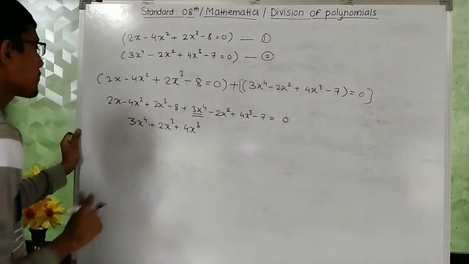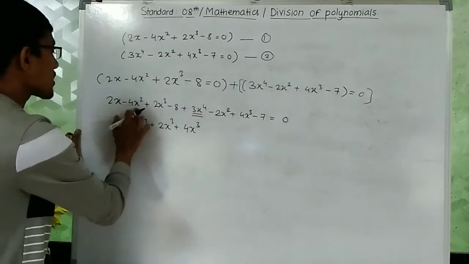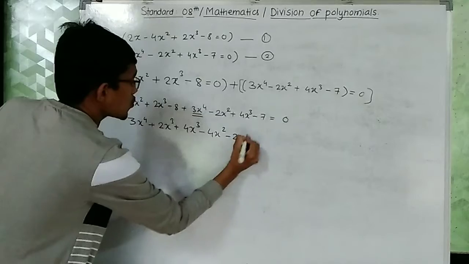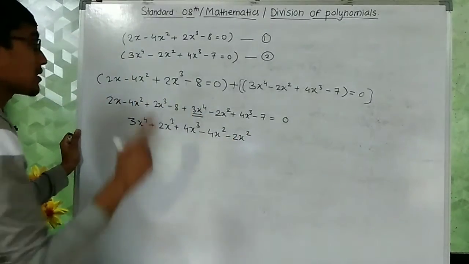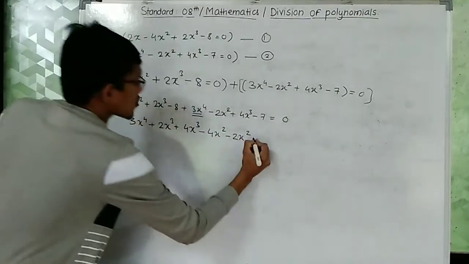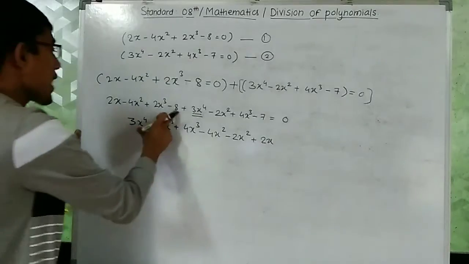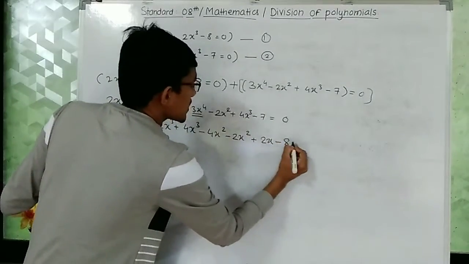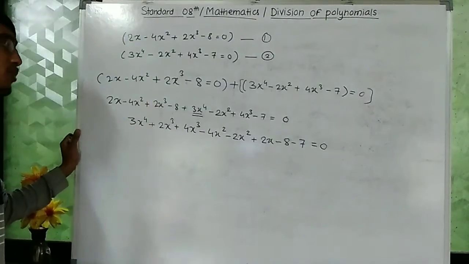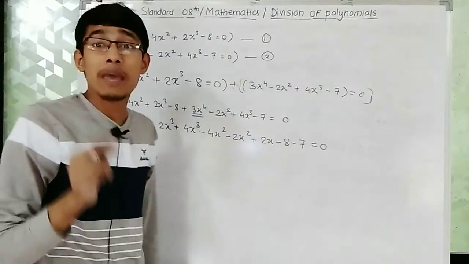Then again there are two terms which have the same power, that is minus 4x square and minus 2x square. And there is only one term which has the power 1, that is 2x. So plus 2x. Then there are two constants, minus 8 and minus 7. So minus 8 minus 7 equal to 0. We have to keep in mind that we can add only those variables which have the same power.